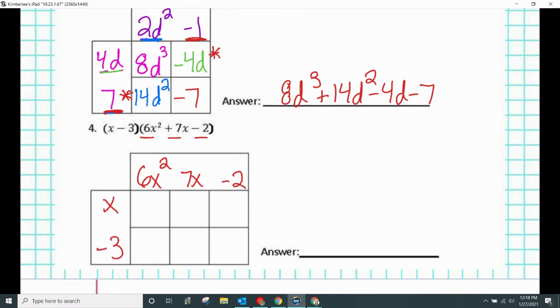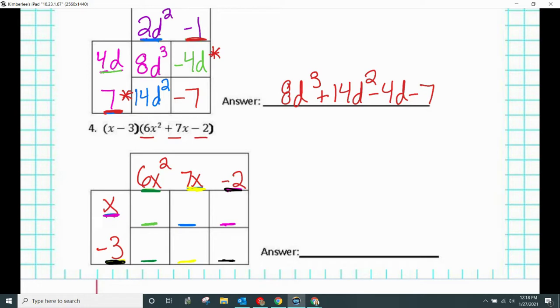Now, let me show you. You're going to do this piece times this piece, and it's going to go in this box, right? Then you're going to do this piece times this piece in this box. Then you're going to do your x times this piece, and it goes in this box. Then, let me see if I have some more colors. Negative 3 times this piece goes in here. Then negative 3 times this piece, and it goes in here. Oh, I'll do black. Negative 3 times this piece, and it goes in here. So do you see how this box comes in handy?